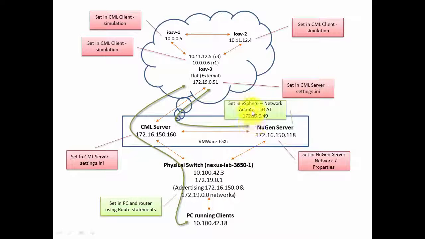The nuGen server is then configured also on the same flat network with the 172.19.0.49 address. Now these are separate to the actual physical server addresses. These are the addresses that give them configuration to that network, and that's also configured in the nuGen server under Network and Properties. We'll go through these in more detail.